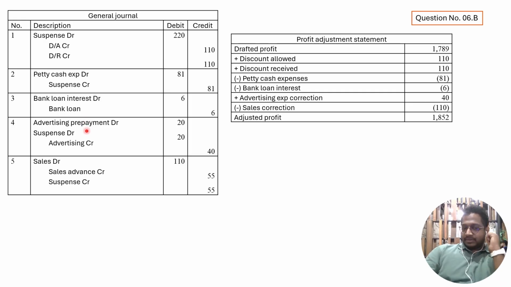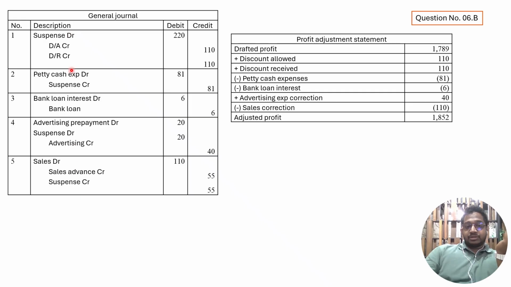And advertising prepayment, what they did, they debited that to the advertising account, double. So advertising expense you should credit, and the advertising prepayment is an asset you should debit, and the suspense should also be debited. And the sales advance you credited to the sales account, double. So the sales account should be debited double. Sales advance is a liability, and the suspense account, both you should credit.